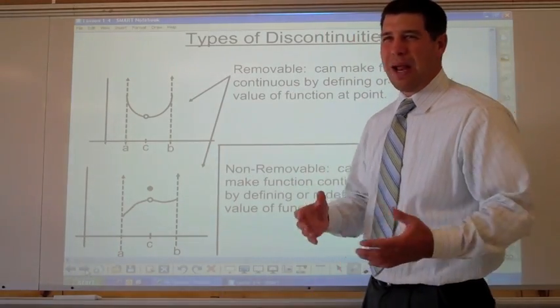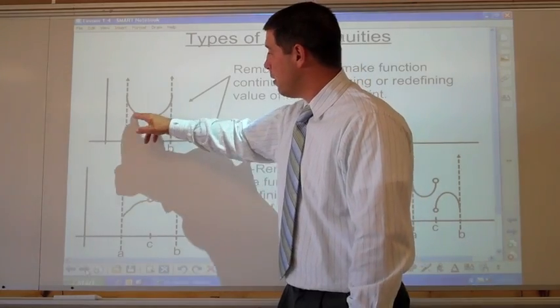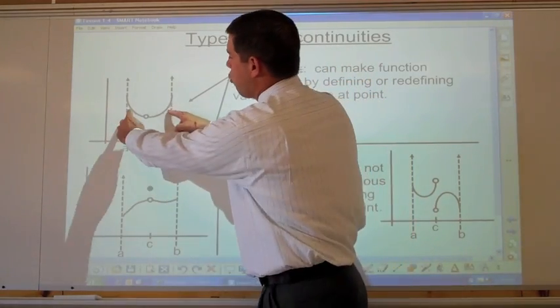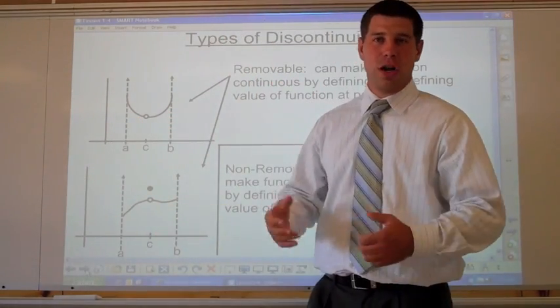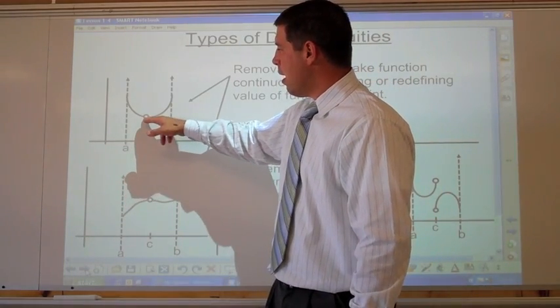One way to think of this graphically is if you have a hole in the graph that's approached from both sides, that's going to be a removable discontinuity. You can simply redefine f of c at that hole.